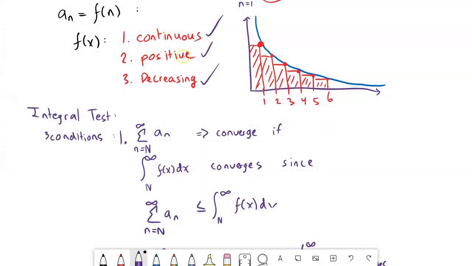Basically, we have to fulfill these. It has to be this. There's no exceptions at all. It has to do this. And since the integral, the true area under the curve, is always going to be greater than the sum of the rectangles because of these missing area pieces, since it's bounded, if the area converges to a number, the series must converge to a number. And in the opposite, if the area diverges, then the series must also diverge. And that's the idea of the integral test.